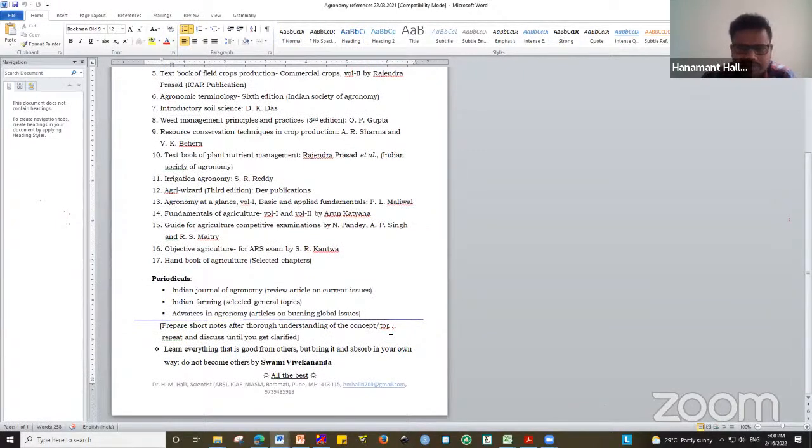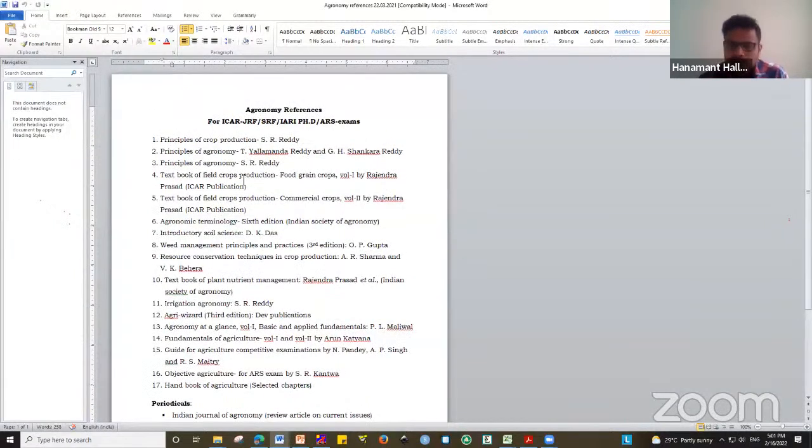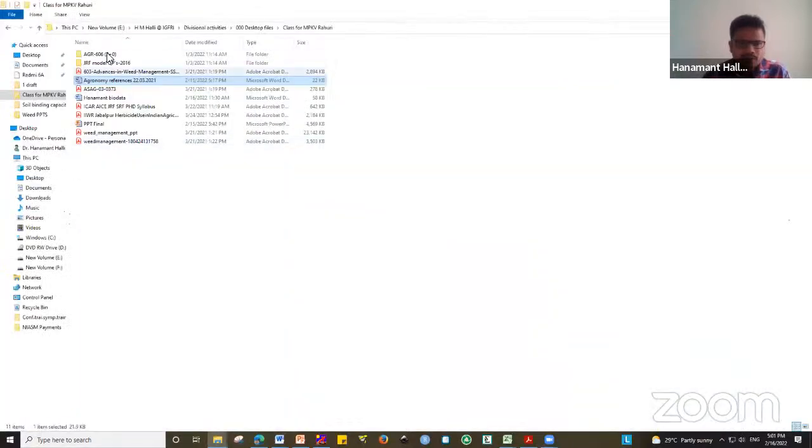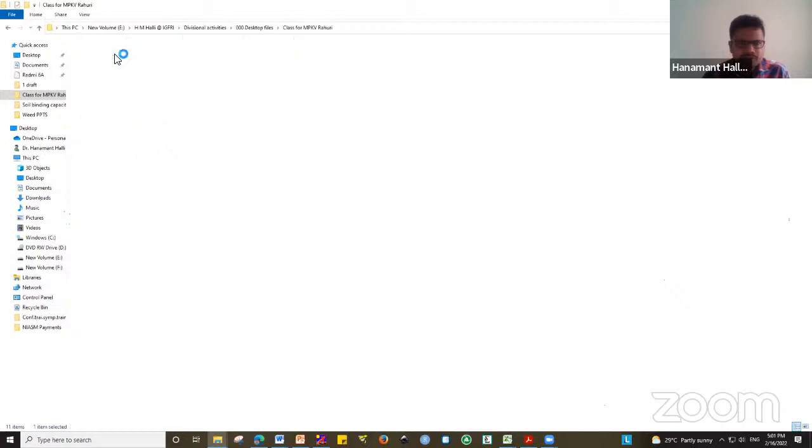Not only JRF, SRF, you can also have a good command of the subject, and through that you can clear different exams in banking and ARS and other things. So these are some of the reference books. I will share this reference list, so please refer to these books. So other than these books, some question papers also we have prepared.